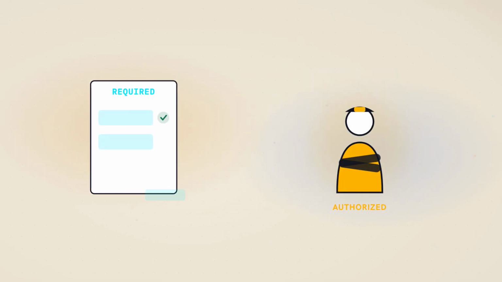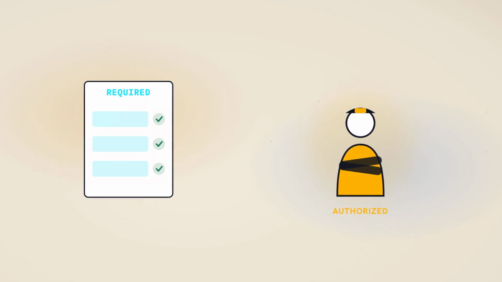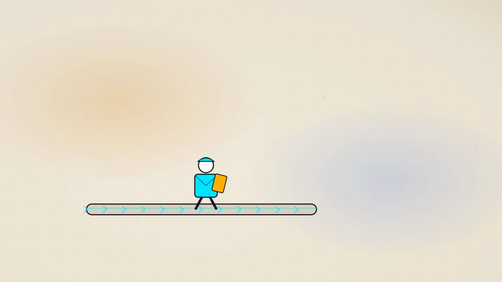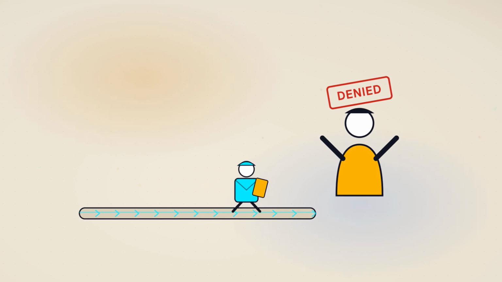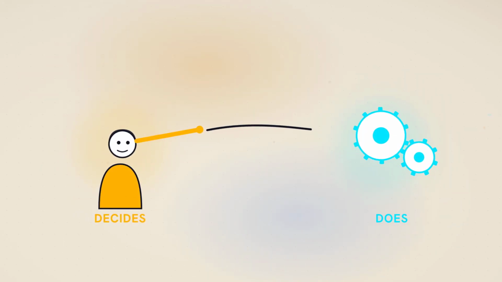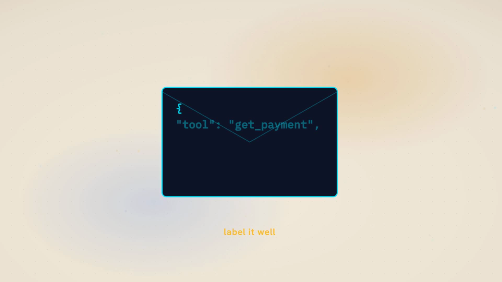Second move. Say what's required and who's allowed to act. The form fields are your inputs. And a counter that really sends email needs a guard in your code, not the model's goodwill. So keep it simple. The model decides, your code does the doing. A tool call is just a well-labeled request slip, so label it well. Next up, what's actually inside one of those slips?